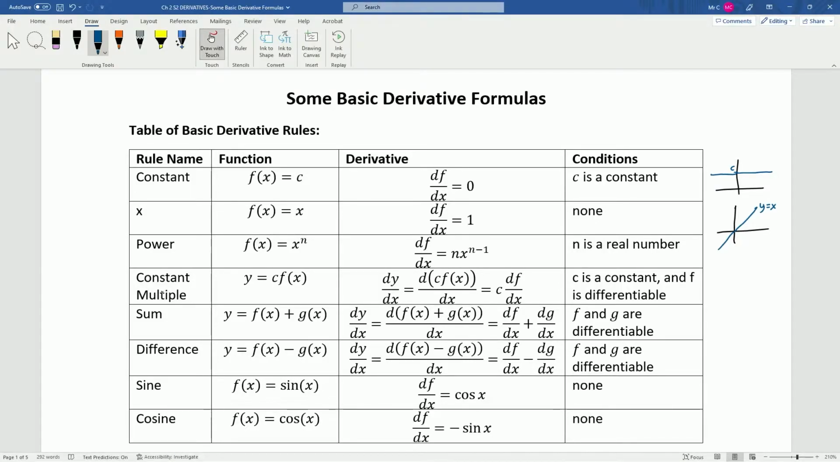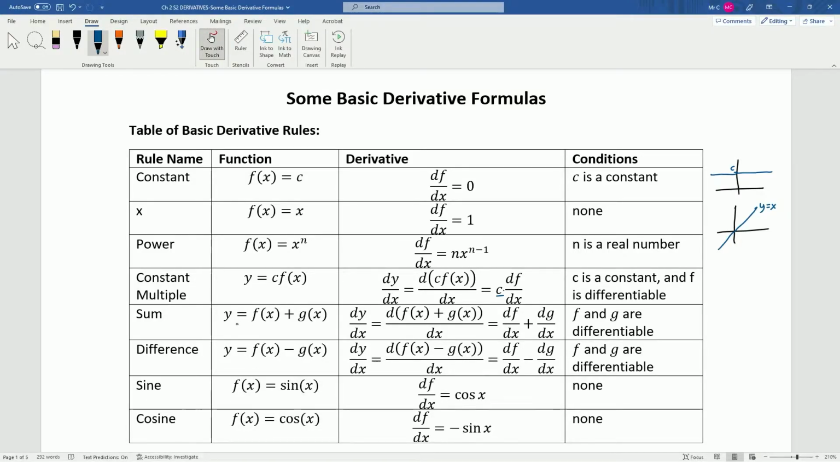Now the constant multiple rule says that if y equals c times f of x, then the derivative of y with respect to x, in other words, the derivative of c times f of x, is the same thing as pulling the constant out in front and doing the constant times the derivative of f with respect to x. So this just says if you've got a constant multiple of a function, the derivative is the constant times the derivative of that function itself.